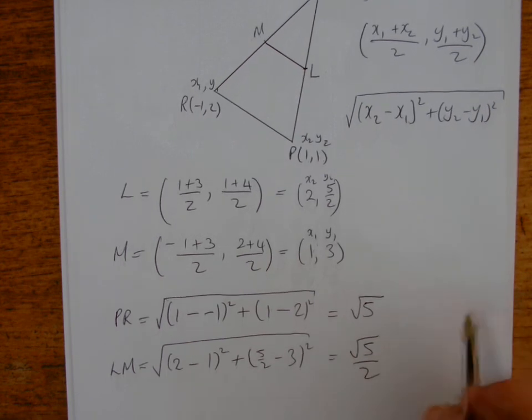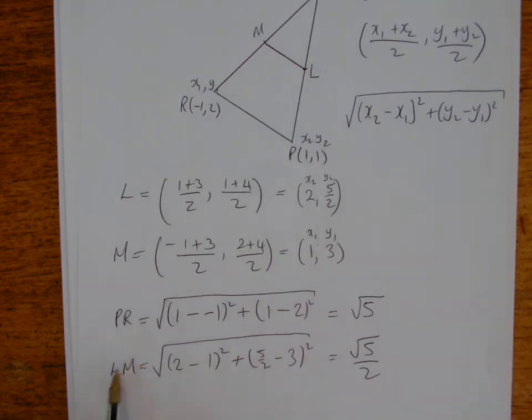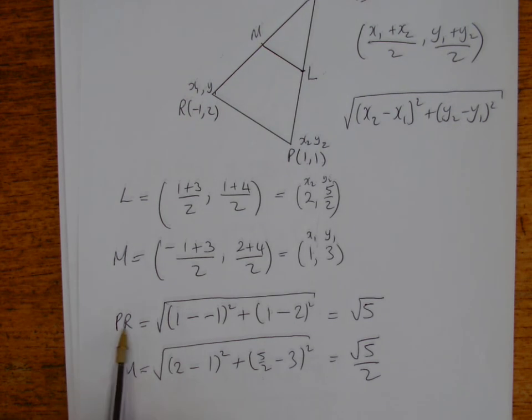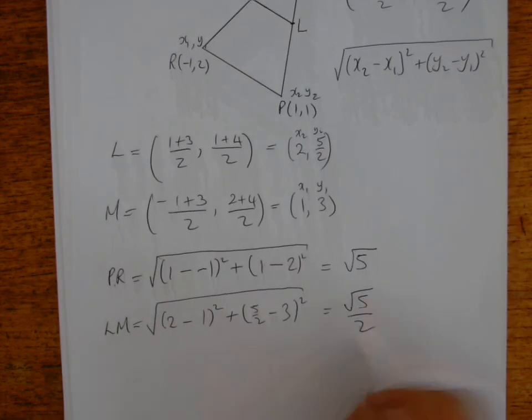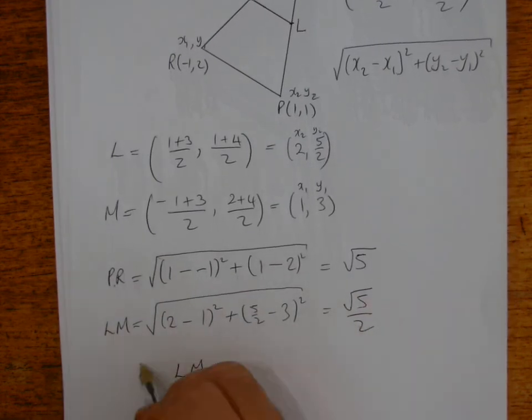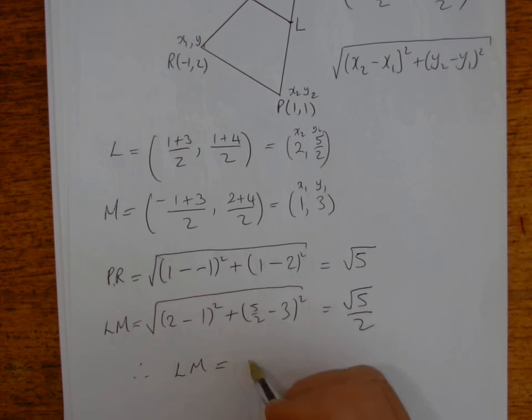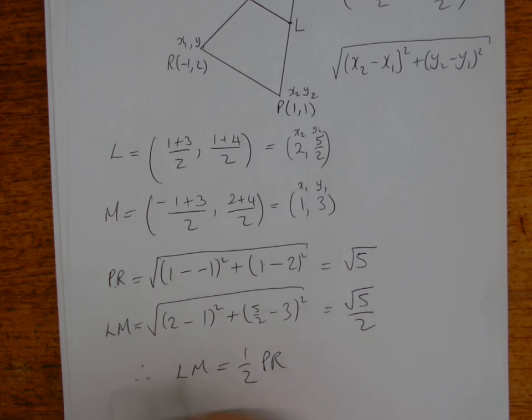So you can see then, when you compare these two, actually it's true, isn't it? LM is half of PR, because it's whatever PR is divided by 2. So square root of 5 divided by 2. So you can say, therefore, LM is equal to 1/2 PR. So make sure you make that little statement at the end, right, to show that you've proved it with the math here.